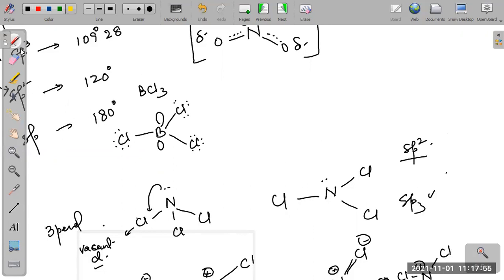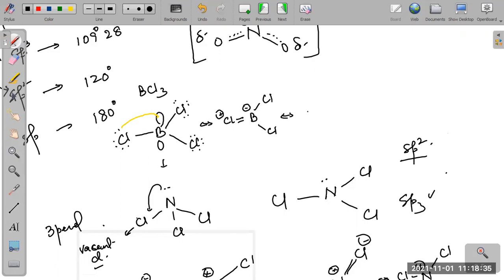These lone pairs are shared with the vacant orbital. They are directly shared with this vacant orbital turn by turn. So one of the structures would be Cl double bond B, single bond Cl, single bond Cl, with minus charge on B and plus charge on chlorine.